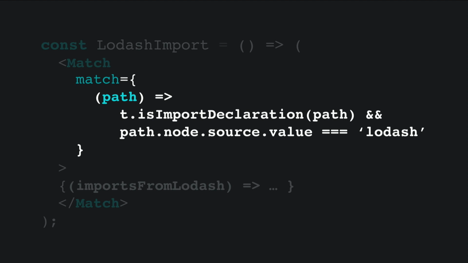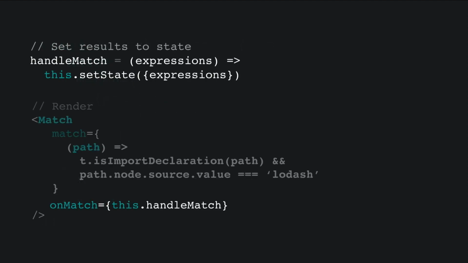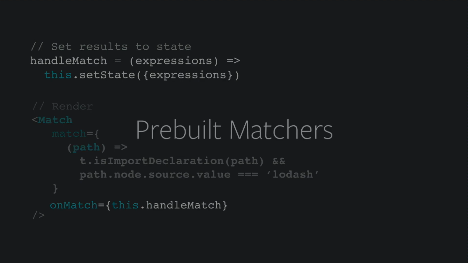To write the Lodash detector, we would provide a callback that uses the Babel types package to ask, hey, is this an import declaration? If it is, are they importing from Lodash? In which case, we get the callback. The problem is you have to know about the state tree, or the abstract syntax tree. You can also get onMatch callbacks if you need to do lateral composition, or if you need to store the results of a matcher inside of your state.